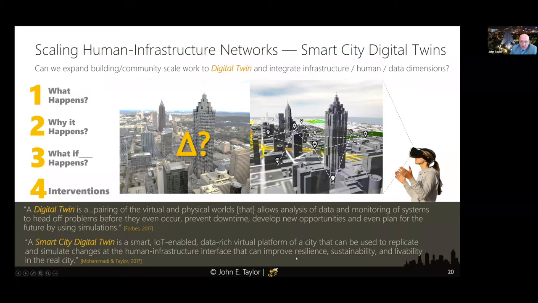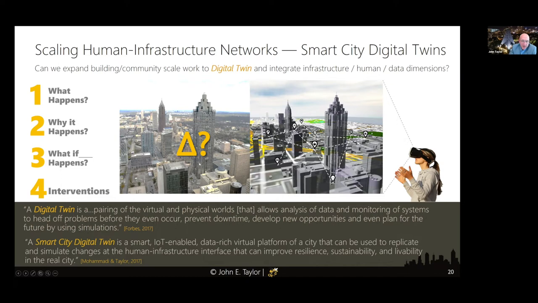We laid out in that paper four things that would be of interest in escalating difficulty. At the first level, a smart city digital twin would enable you to understand just what's happening. So we're collecting all this information, perhaps seeing intersections between different types of data. We can use those data flows to understand what's happening in the city.